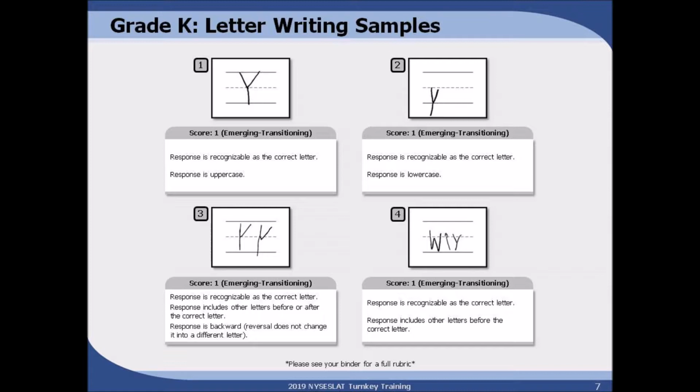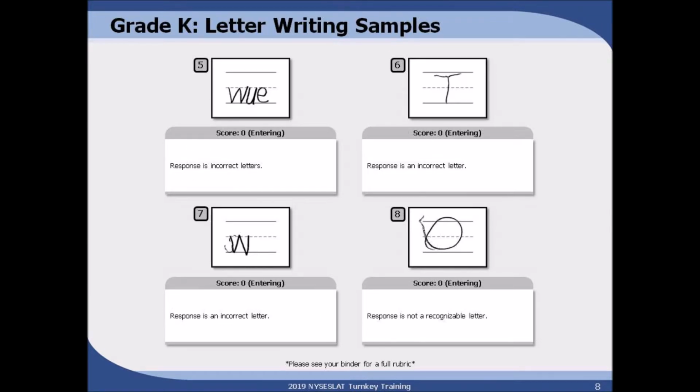Sample 2 also has a score of 1. It is recognizable as the correct letter Y, and it is acceptable that it is lowercase. Sample 3 has a score of 1. The response is recognizable as the correct letter. It is acceptable that there are other letters before or after the correct letter, in this case, another letter Y. Sample 4 is a score of 1. The correct letter Y is recognizable. It is acceptable that there are other letters, W and I, before the correct letter.